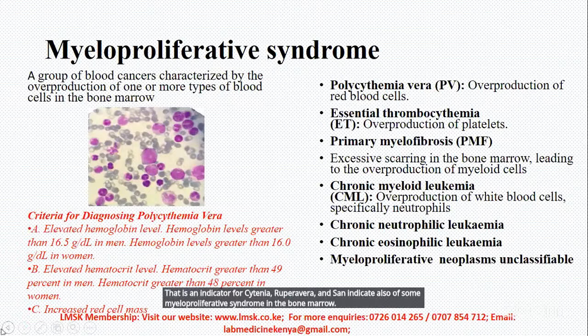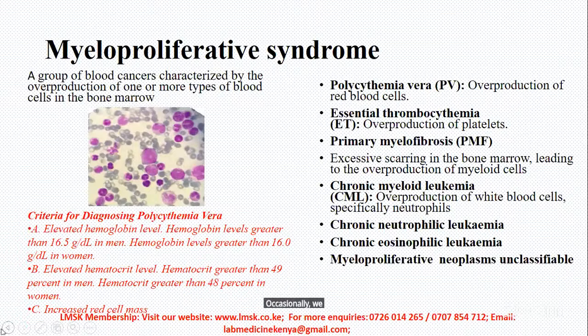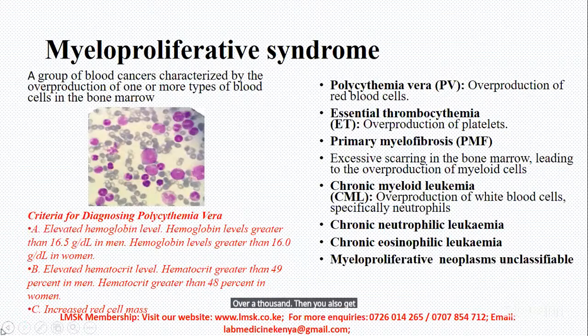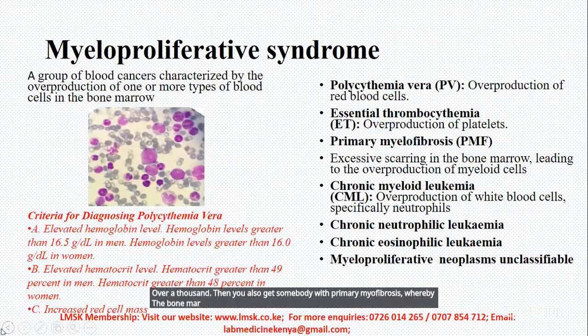Occasionally, we also find a platelet count of over 1,000. Then you also get somebody with primary myelofibrosis, whereby the bone marrow tissue forms scars, and then it leads to the overproduction of myeloid cells.